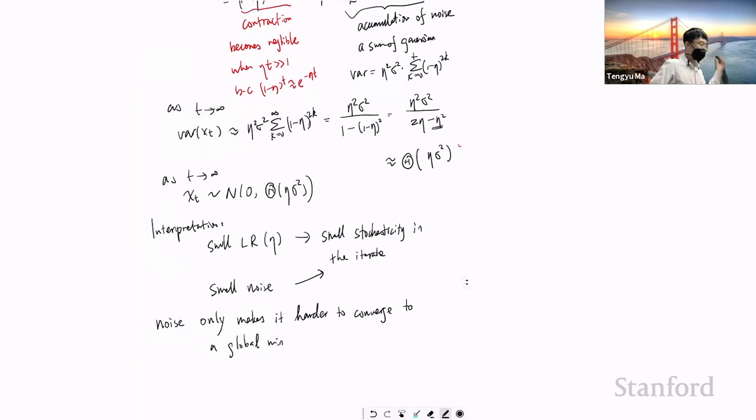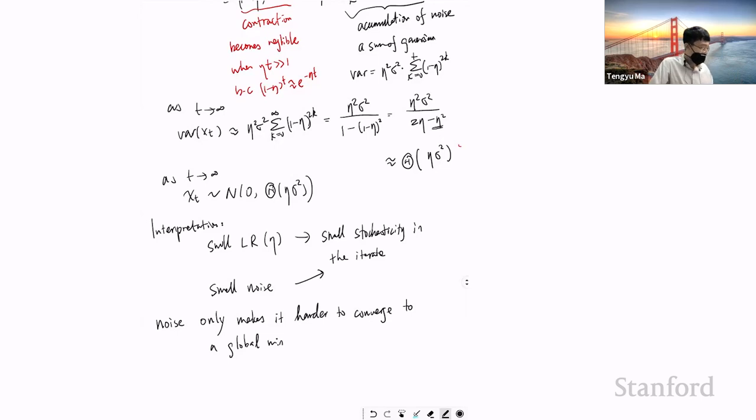So in some sense, if you only care about the quality of the final solution you converge to, the noise is always hurting you. Especially if you're willing to take t to infinity, right? Here you can see that when t goes to infinity, you still never converge to exactly the global mean. So you always have some variance around the global mean, and you want the variance to be as small as possible because you want to be as close to the global mean as possible. The noise is only a hurdle instead of helping anything.